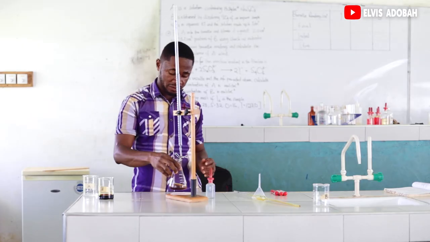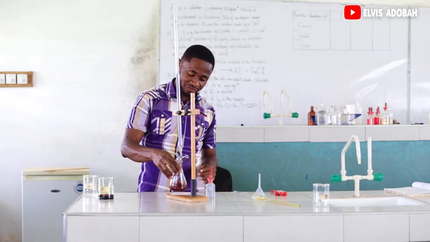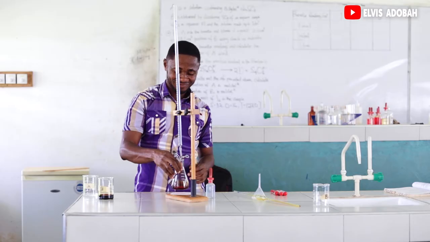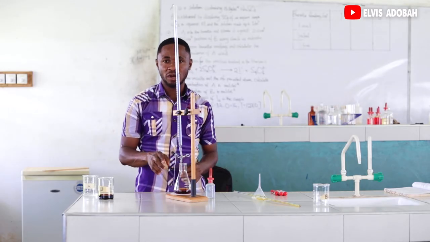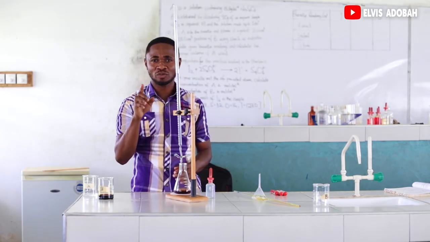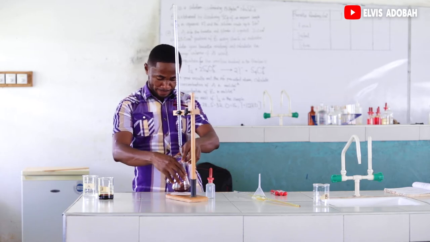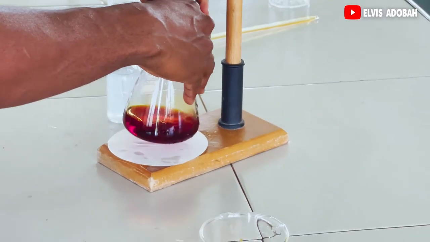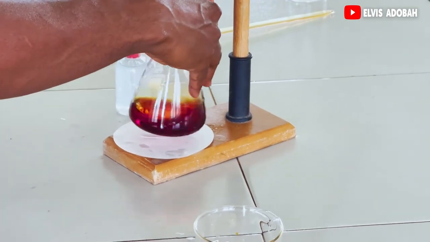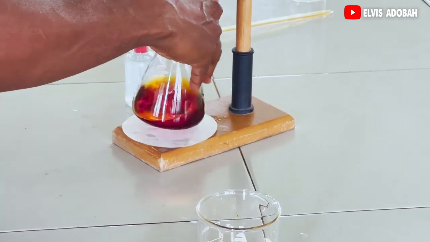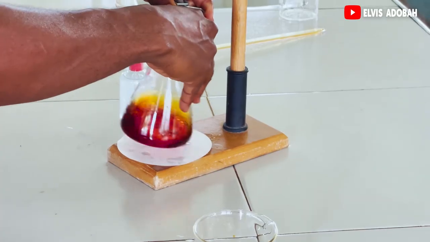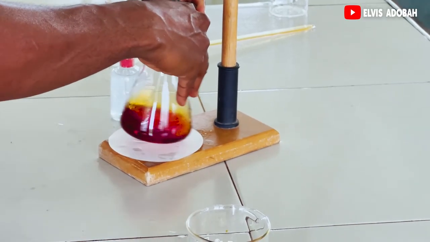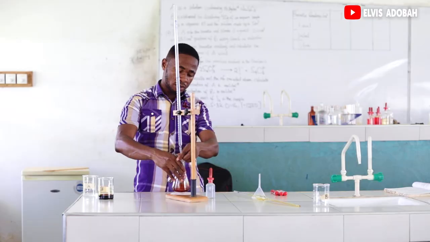So about 19. Then I swirl. Then at this point, I take my time till I get to my pale yellow color. I can choose to go dropwise. And as I add the solution, I swirl my conical flask and its contents.